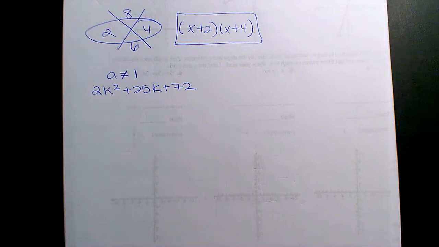Figure out the first step. All right, you got a quadratic. You have to factor it. You have to give me two binomials.